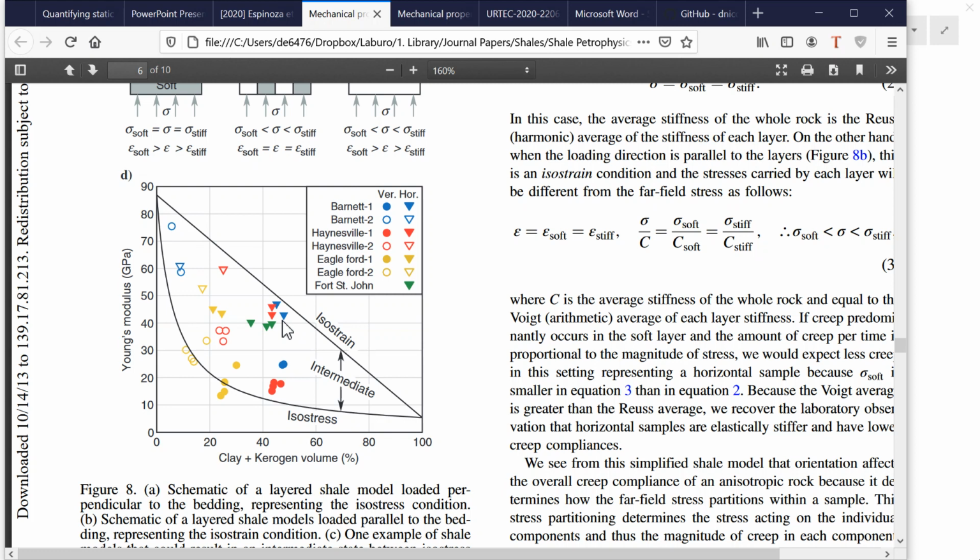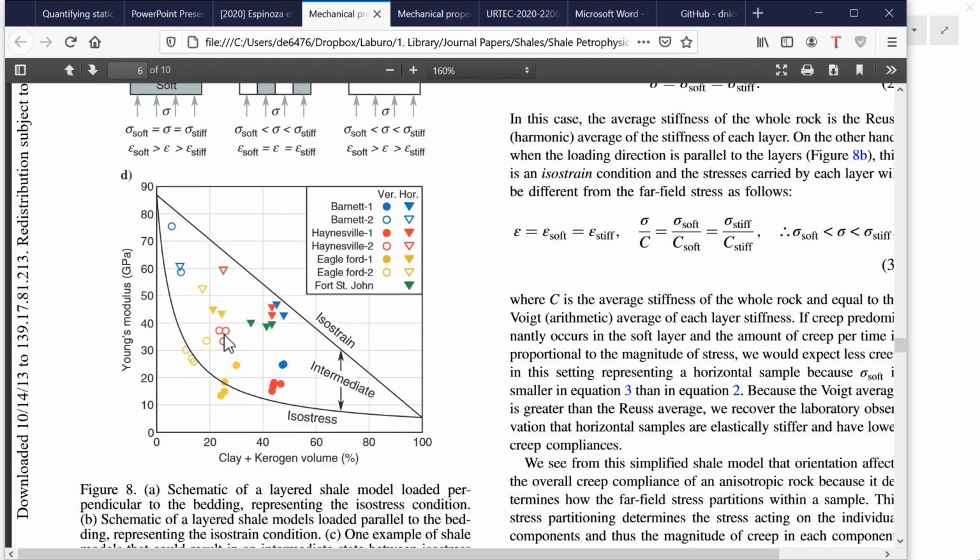And what you can see is that for the same rock, let's say for example this in red, the Haynesville shale, the horizontal Young modulus can be significantly larger than the vertical Young modulus. And this ratio characterizes how much anisotropy we have. So in this case, the anisotropy is in the order of 2, 40 divided by 20, or in this case, 60 divided by 35 or so, a little bit less than 2.